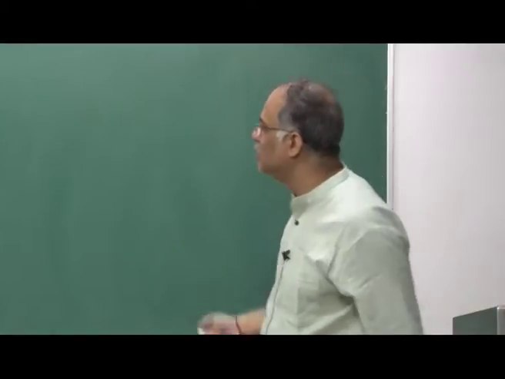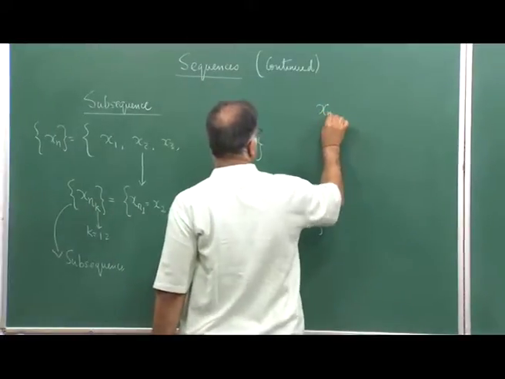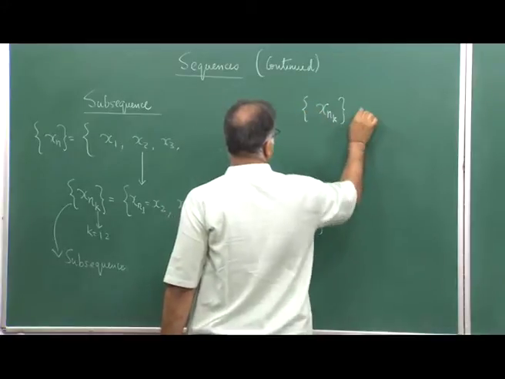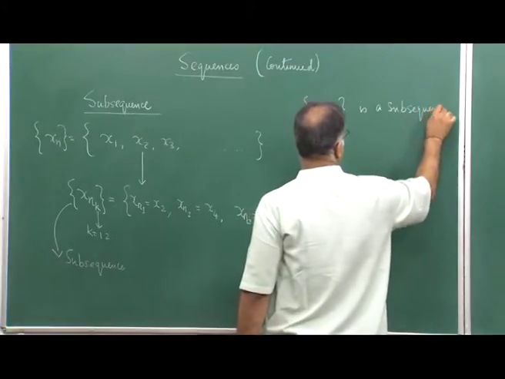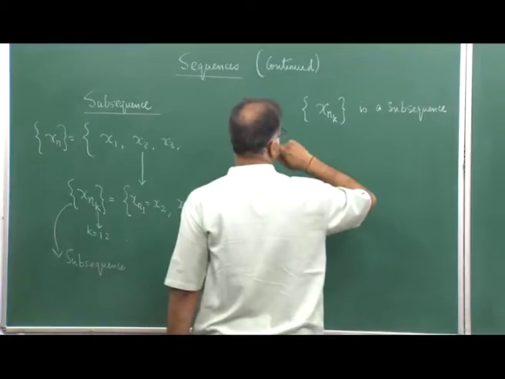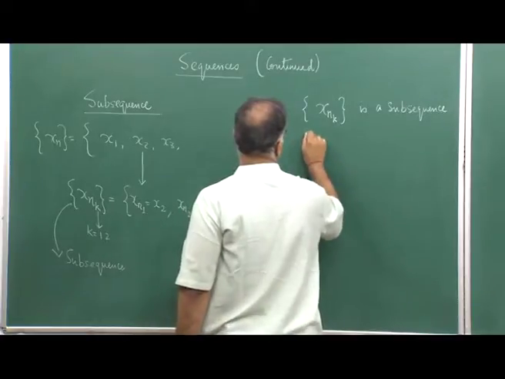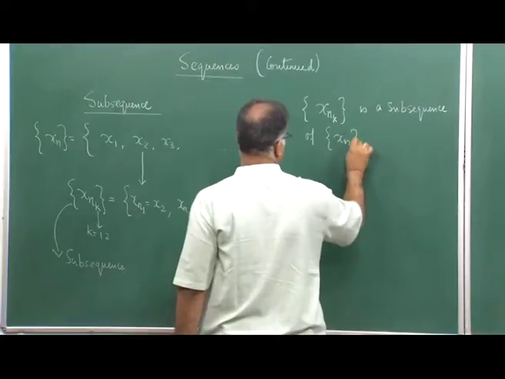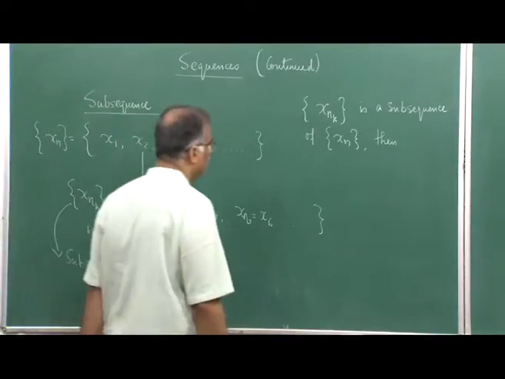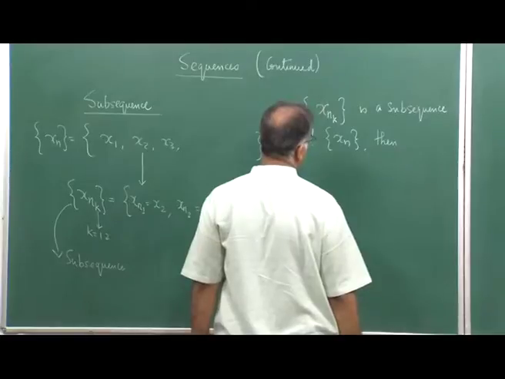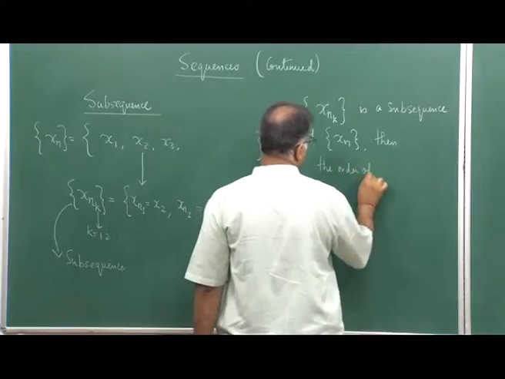So, I have given one example. How do I put this in a mathematical language? So, if x_{n_k} is a subsequence of x_n, then the order of the elements of the sequence has to be maintained.